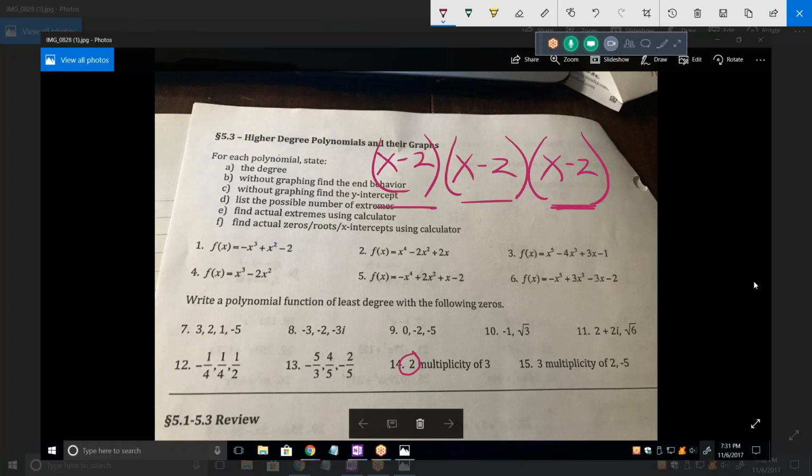So whenever you have a multiplicity, if it's not listed, it's always 1. In other words, everything else we've done here has been multiplicity of 1. So how about 15? So 15 would be, the factors would be x minus 3, x minus 3, x plus 5. Good.